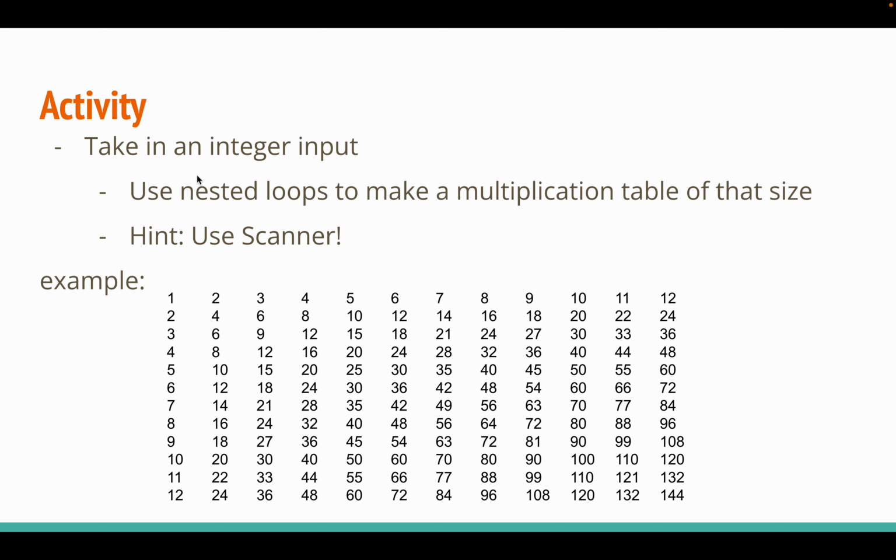Now I want you to go ahead and take an integer input, and I want you to use nested loops to make a multiplication table of that size. A hint is that you want to use Scanner. So think back to what we've learned about Scanner. Make sure you're importing it, make sure you're setting it up correctly, and go ahead and try to do this yourself. This is an example of the output.